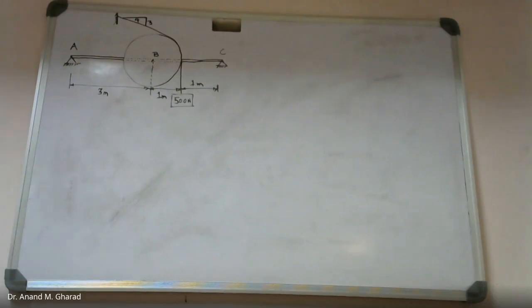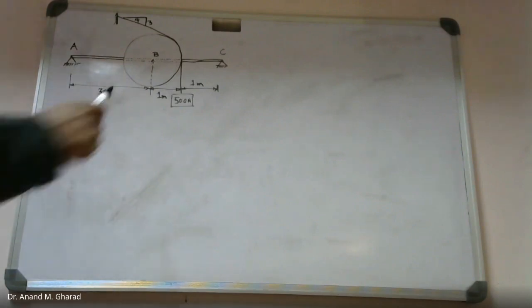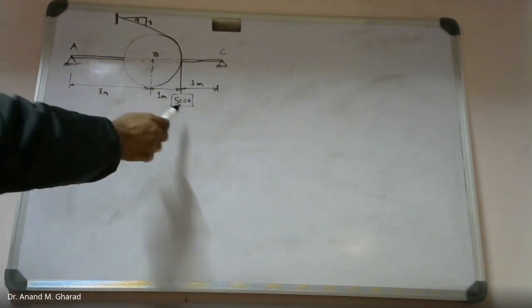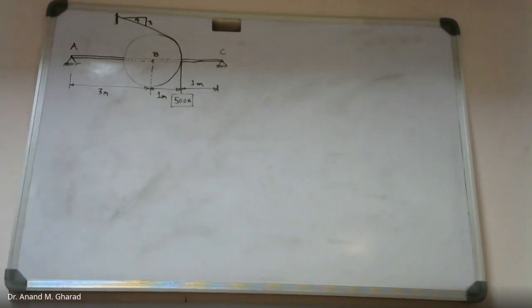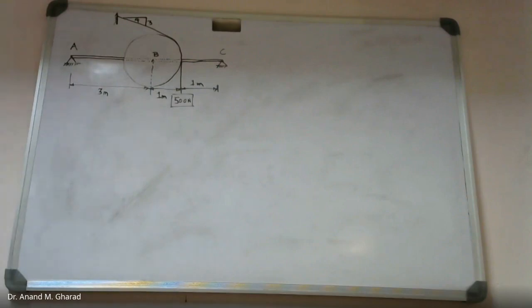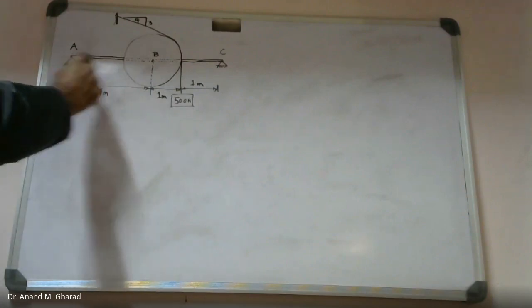So what is given in this numerical, I will just read out. Be careful. A pulley of 1 meter radius. That is this. This is 1 meter radius. Supporting a load of 500 Newton is mounted at point B on a horizontal beam.